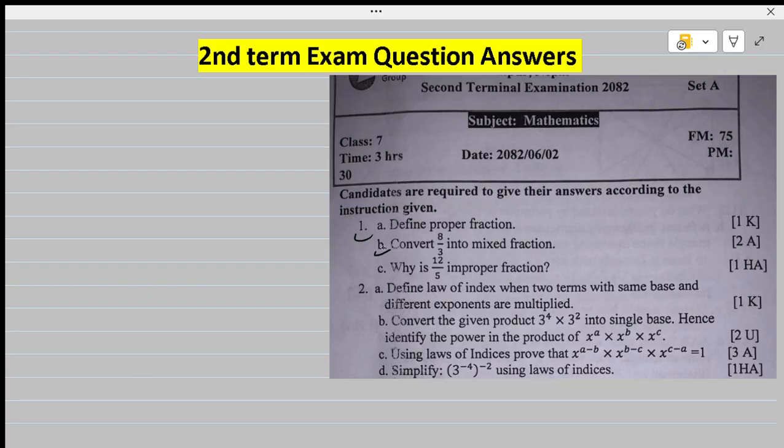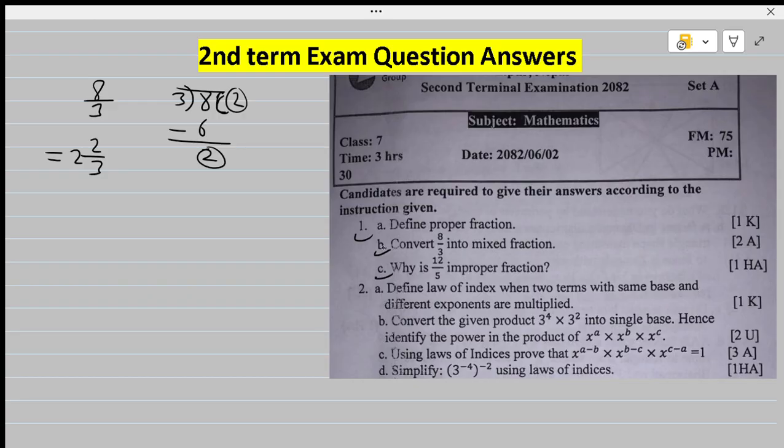And in number B there is: convert 8 by 3 into a mixed fraction. So when you convert this 8 by 3 into a mixed fraction, you have to divide this 8 by 3. It goes 2 times, 3 2s are 6, and when you subtract then 2 remains. So this 2 is the whole number, and this remainder you keep above, and that divisor 3 you keep below. So 8 by 3 is 2 whole number 2 by 3. So the improper fraction is converted into a mixed number or mixed fraction.